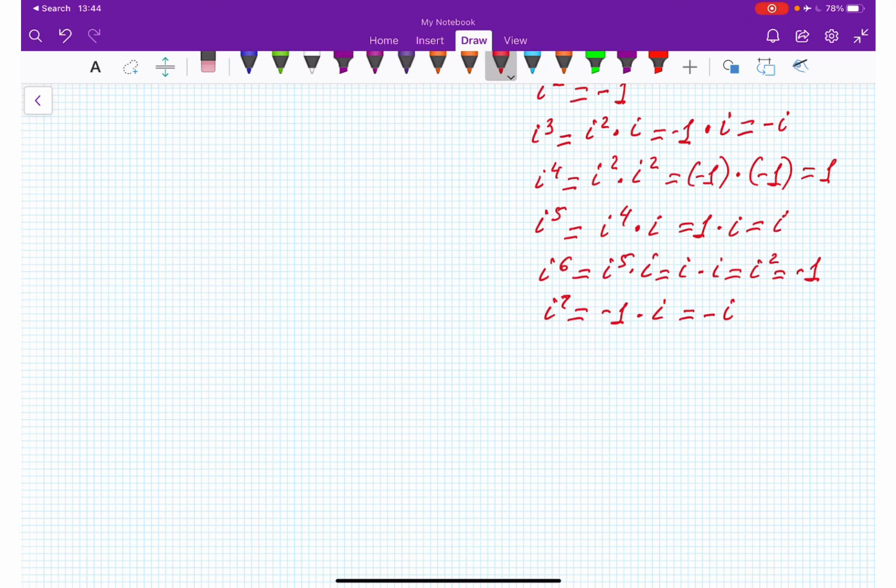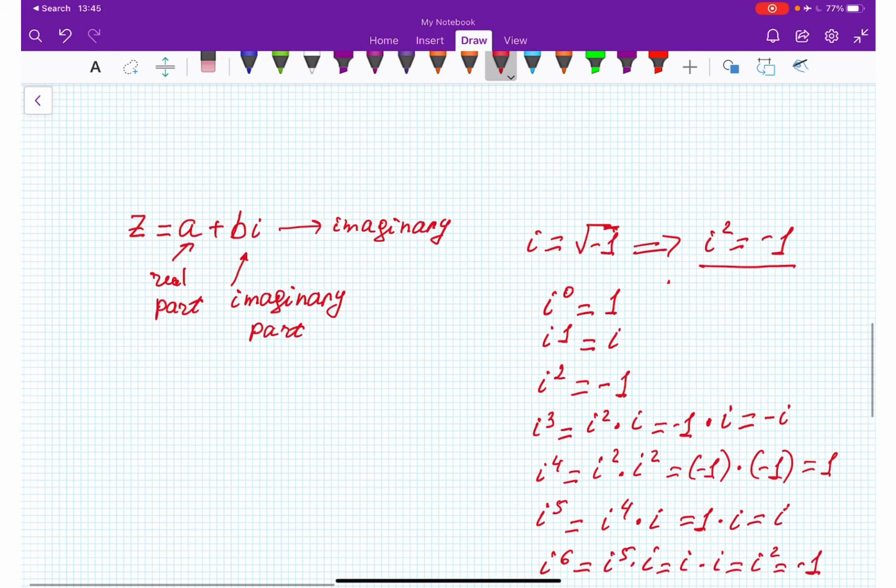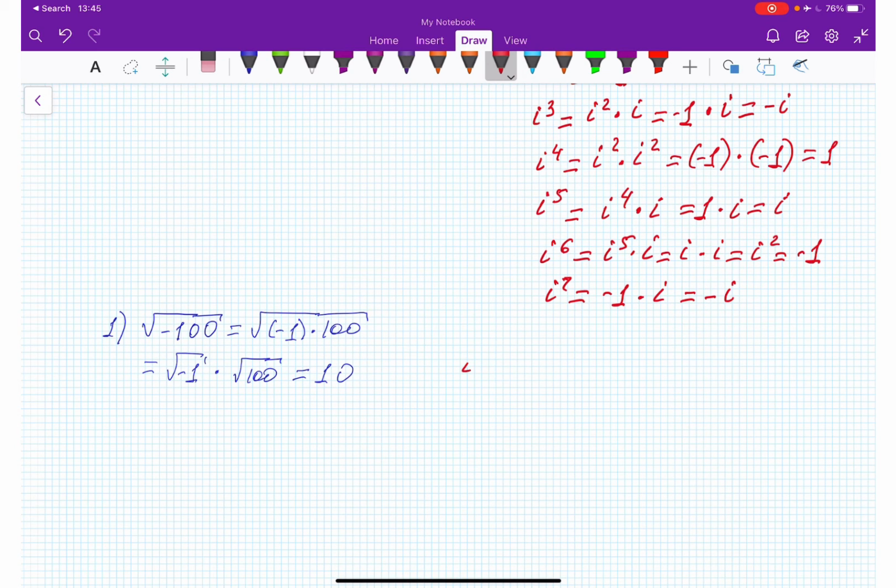Question number 1. We have the square root of negative 100. What does that mean? That means we do negative 1 times 100, right? Which is equal to the square root of negative 1 times the square root of 100, right? The square root of 100 is 10, and the square root of negative 1, see here? Okay, I'll write down here, so we have i is equal to the square root of negative 1, and i squared is equal to negative 1. So which means we are going to get 10i, because the square root of negative 1 is going to be i.